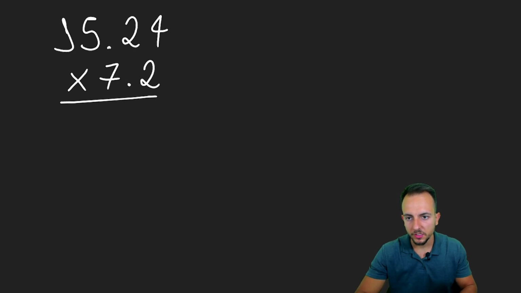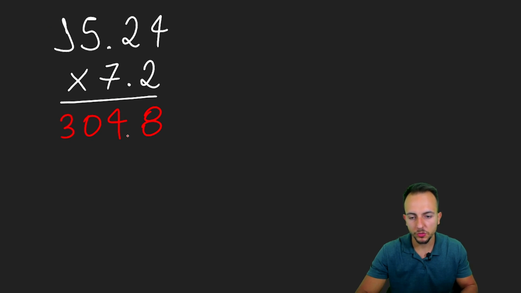Now let's try a number with more decimal places, such as 15.24 multiplied by 7.2. Always start from the rightmost digit that you have. So 2 times 4 is equal to 8. 2 times 2 is equal to 4. 2 times 5 is equal to 10. So we have 0, and we can carry over the number 1. 2 times 1 is 2, plus 1 is 3.